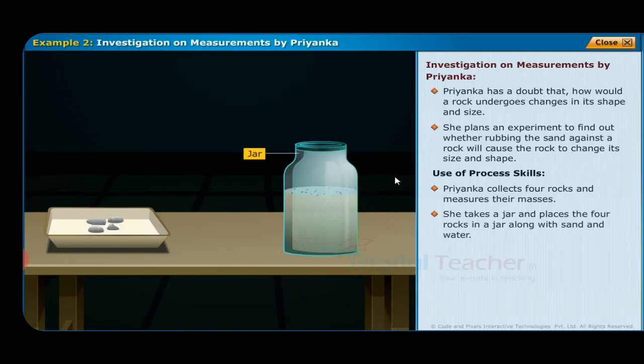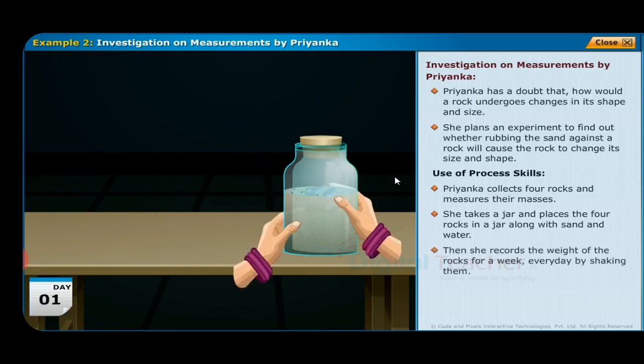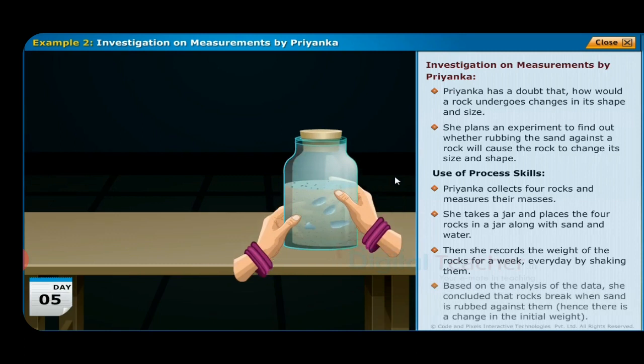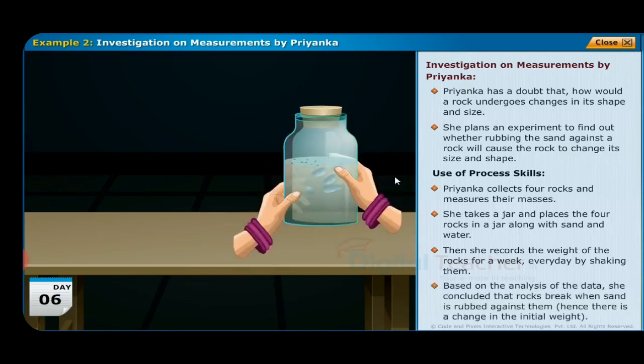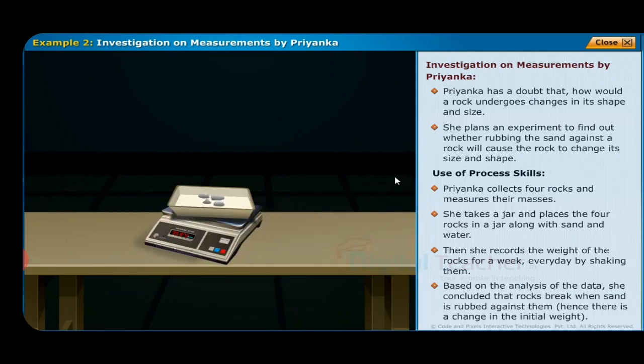She takes a jar and places the 4 rocks in a jar along with sand and water. Then she records the weight of the rocks for a week, every day by shaking them. Based on the analysis of the data, she concluded that rocks break when sand is rubbed against them. Hence, there is a change in the initial weight.